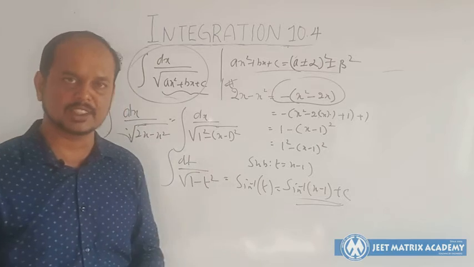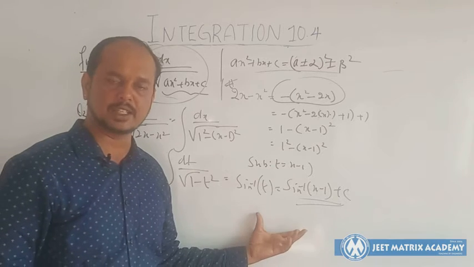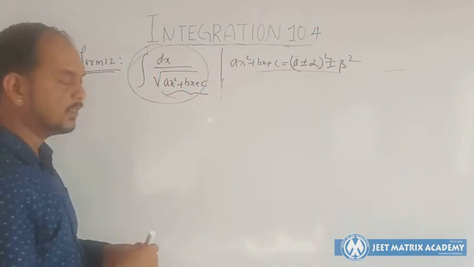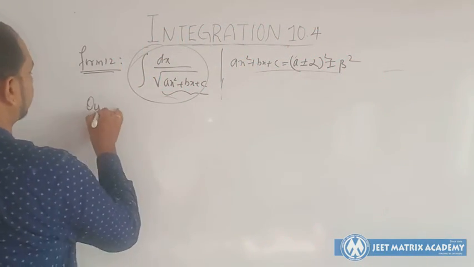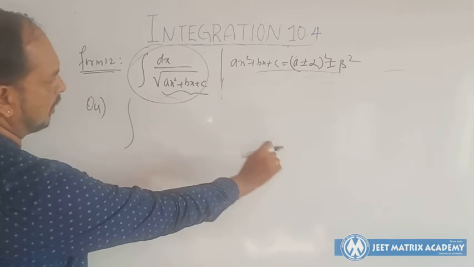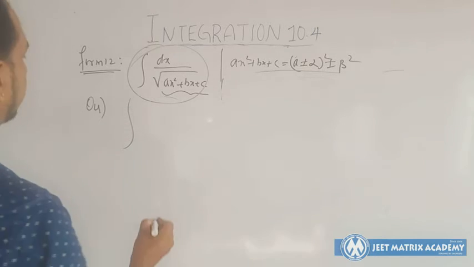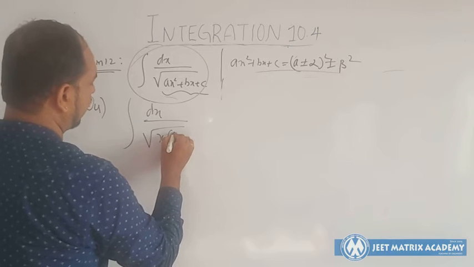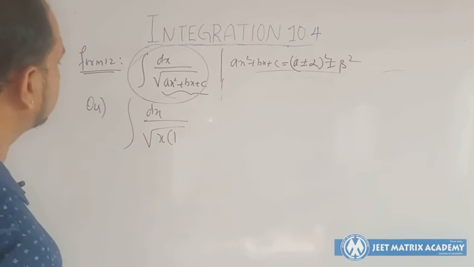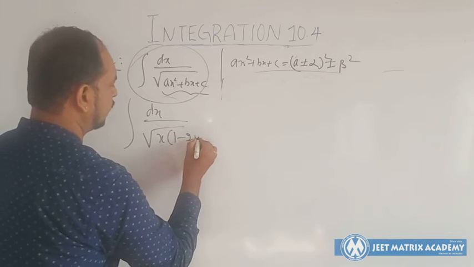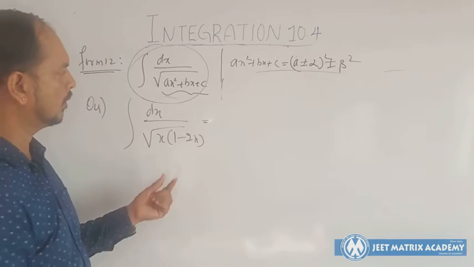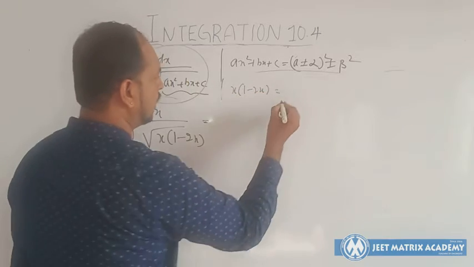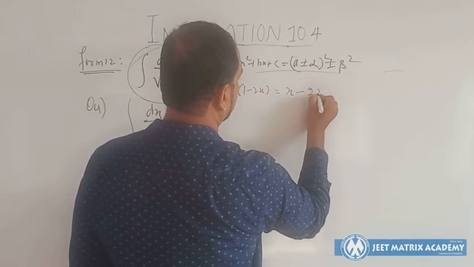So the last problem we'll see. Hope you understood every step and the problems, there is no doubt. Last problem we'll see, question number 4, integration of dx divided by under root x into 1 minus 2x. So x into 1 minus 2x, you can write as x minus 2x square.